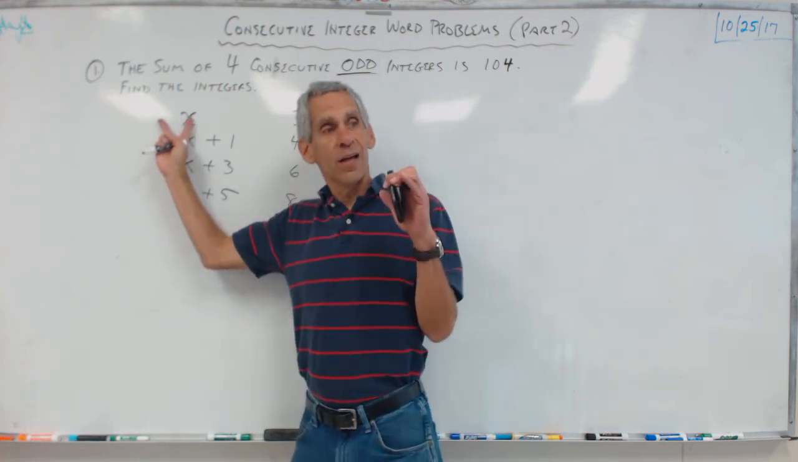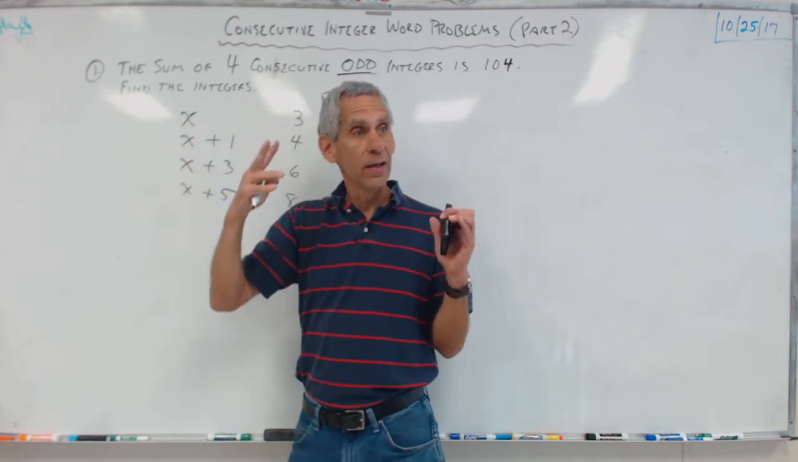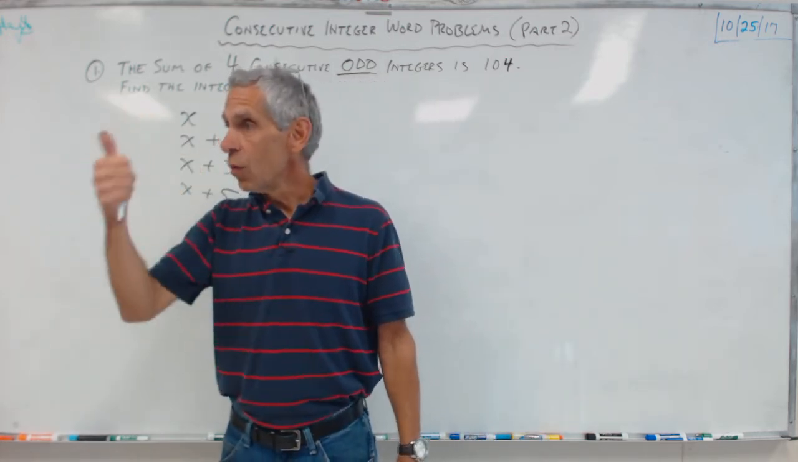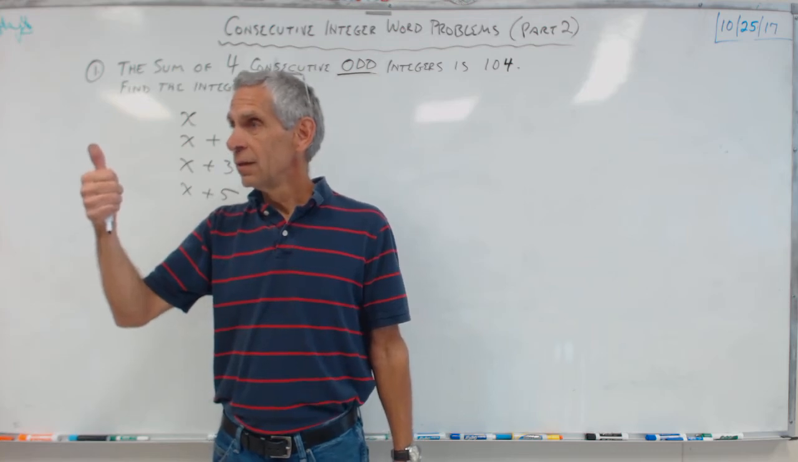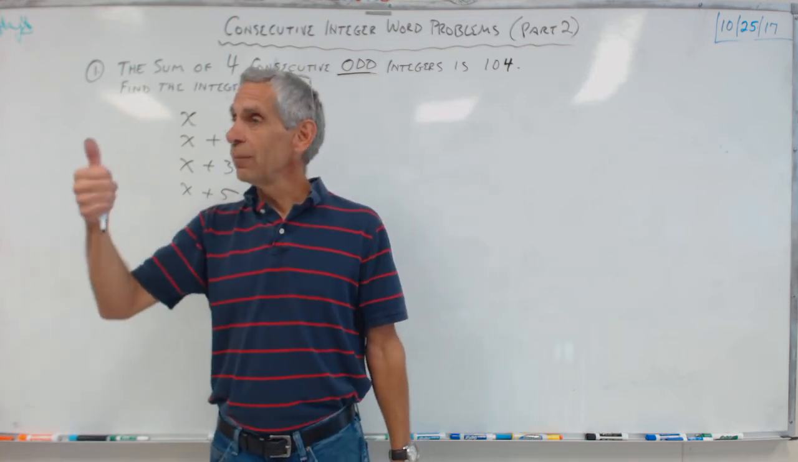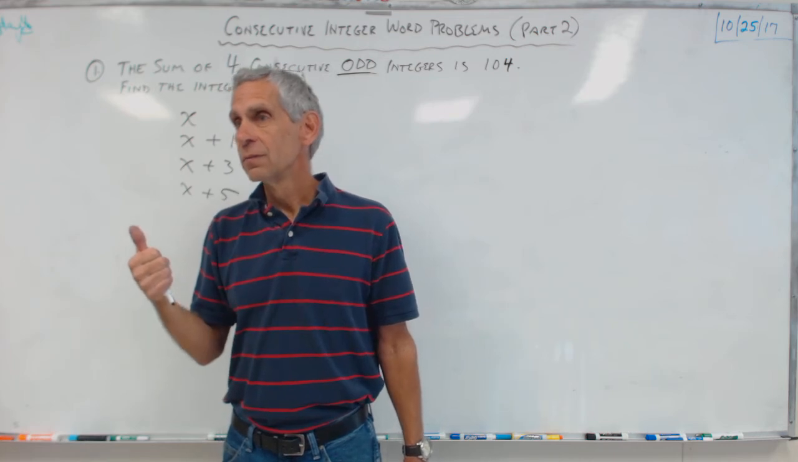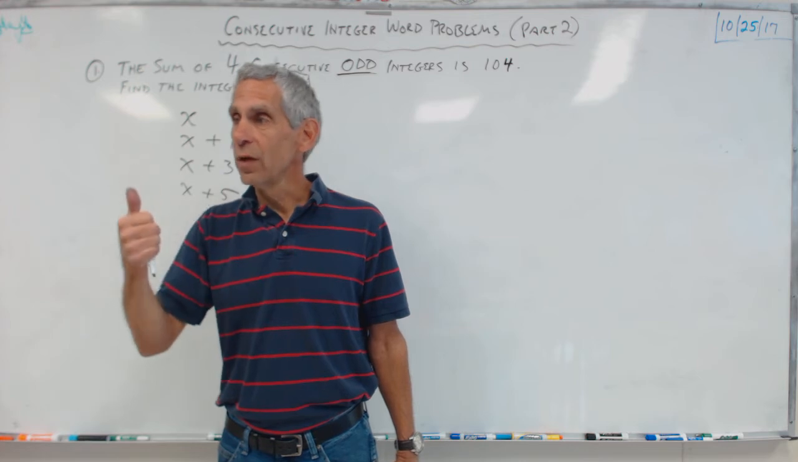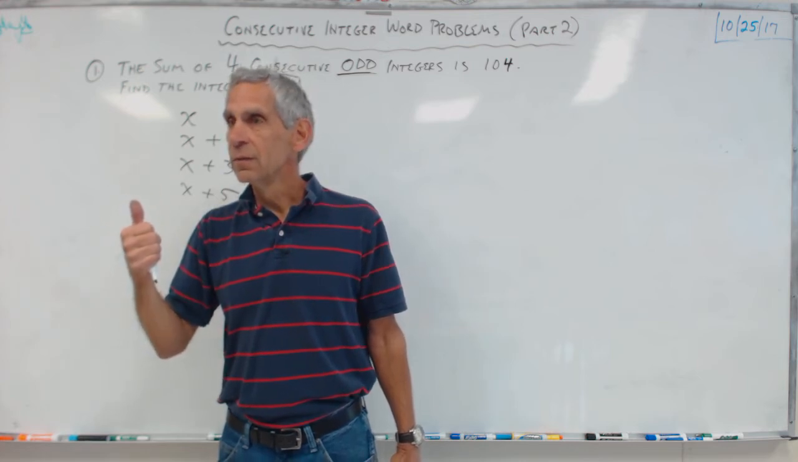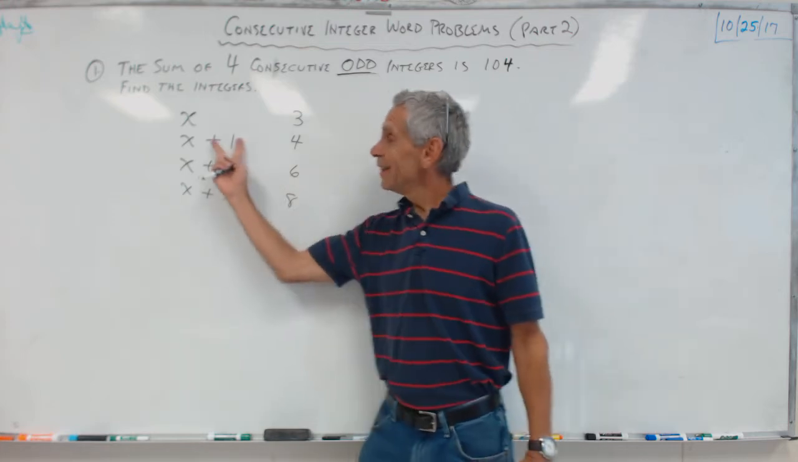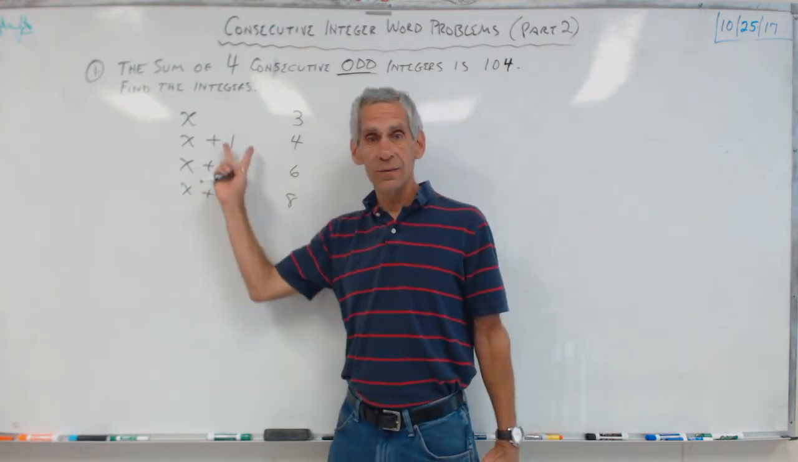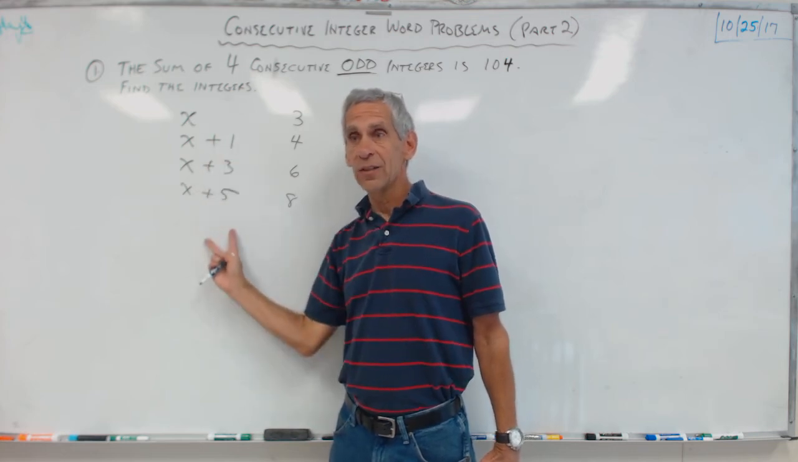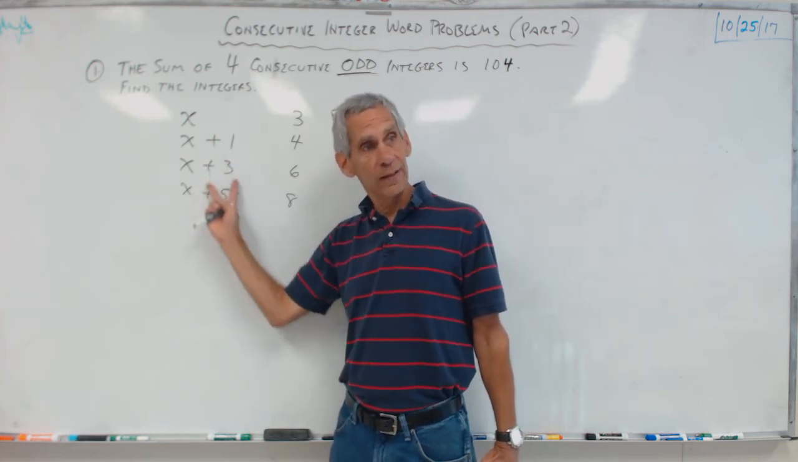And how far is the next odd? It's 2 away, right? Think about it. 1, 3, 5, 7. 1 plus what is 3? 1 plus 2. Okay, 1 plus what is 5? 1 plus 4. And 1 plus what is 7? 1 plus 6. So really, these numbers are going to be the same no matter whether I ask for even consecutive or odd consecutive.